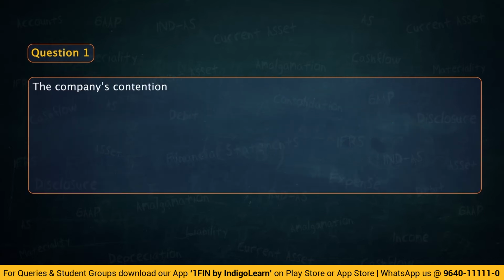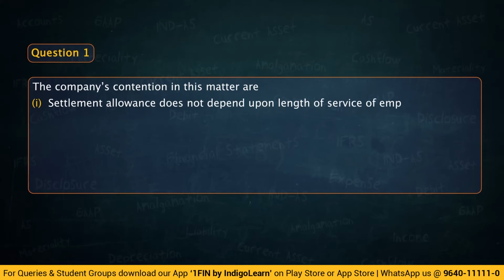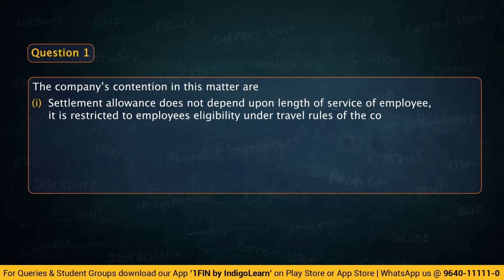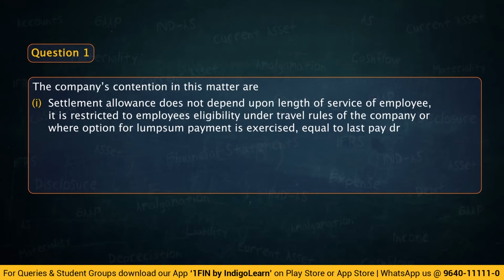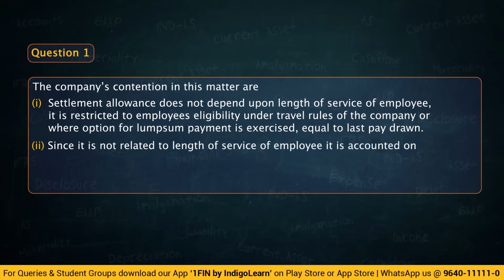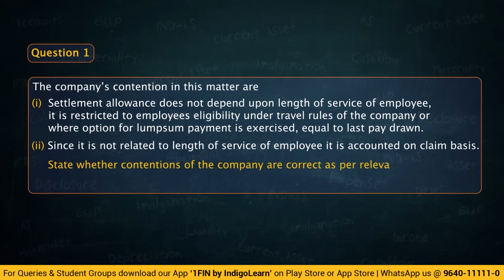The company's contentions in this matter are that settlement allowance does not depend upon length of service of the employee. It is restricted to the employee's eligibility under the travel rule of the company, or where the option for lump sum payment is exercised, equal to last pay drawn. Since it is not related to length of service of the employee, it is accounted for on claim basis. Basically, the company is not accounting for it. State whether the contentions of the company are correct as per the relevant accounting standard. Give reasons in support of your answer.